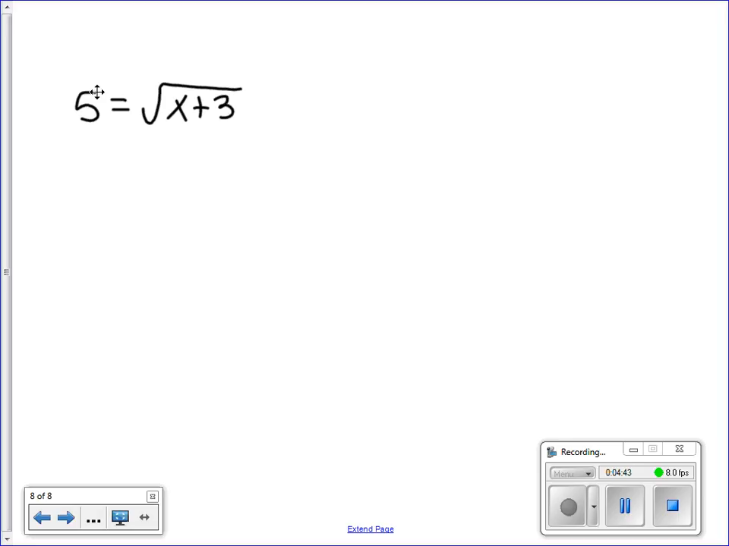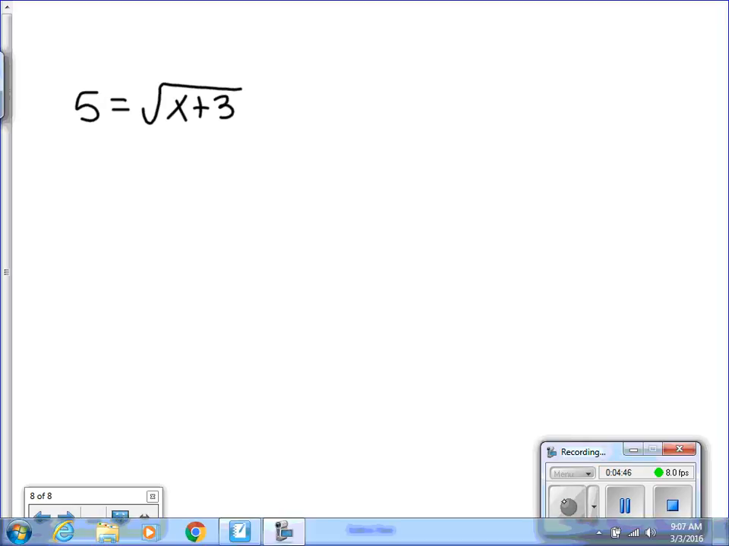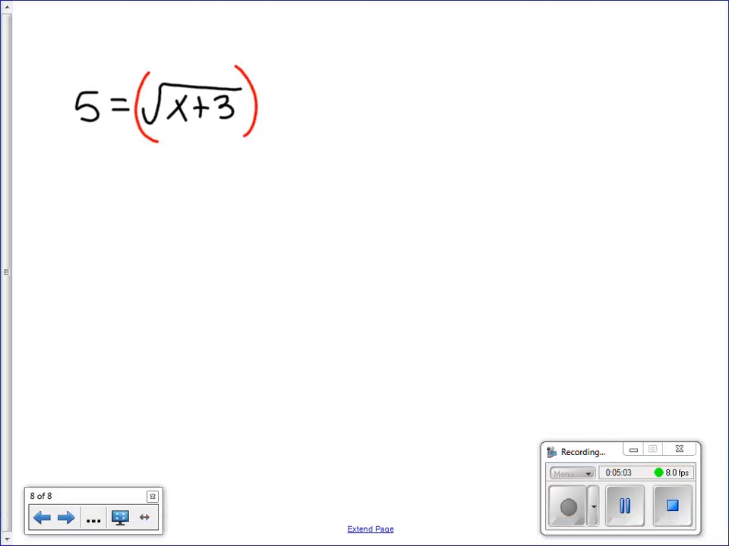All right, so we'll start off easy. All right, that one's pretty simple. So on this one, the radical is already isolated, so it's ready to be squared. Remember, nothing can come out of that radical until it's been squared. It's isolated, I can square it right now as it is. So I have 25 equals x plus 3. So 22 is x, right? Okay.